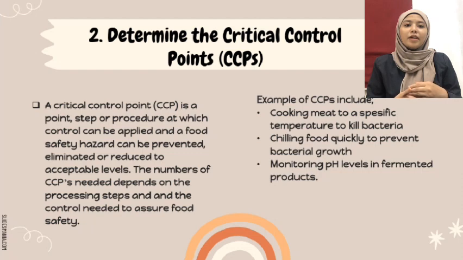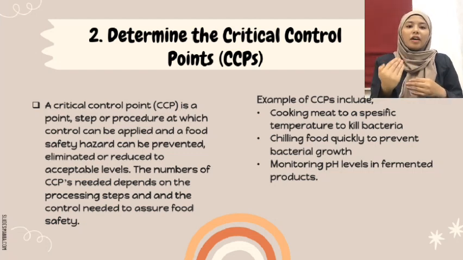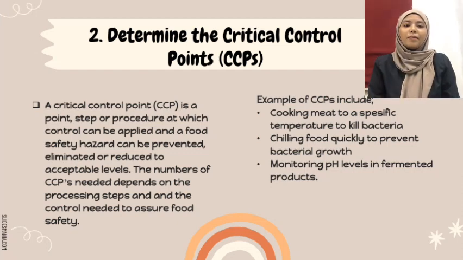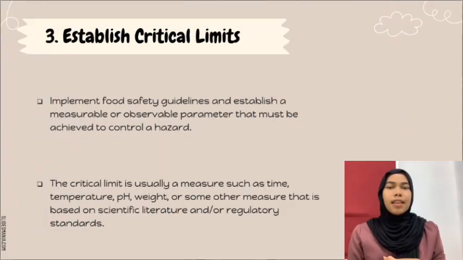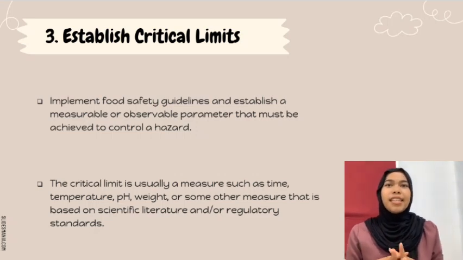The second procedure is determine the critical control points. A critical control point is a point, step or procedure at which control can be applied and a food safety hazard can be prevented, eliminated or reduced to an acceptable level. Examples of CCPs are cooking meat to a specific temperature to kill bacteria and chilling food quickly to prevent bacteria growth.